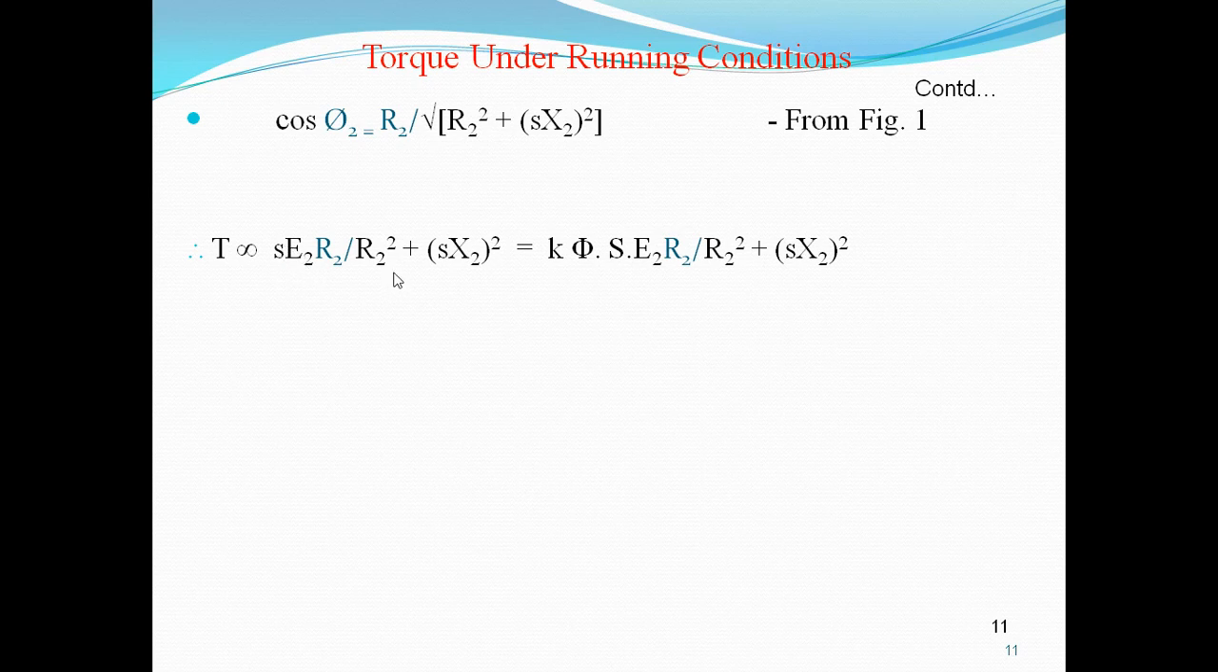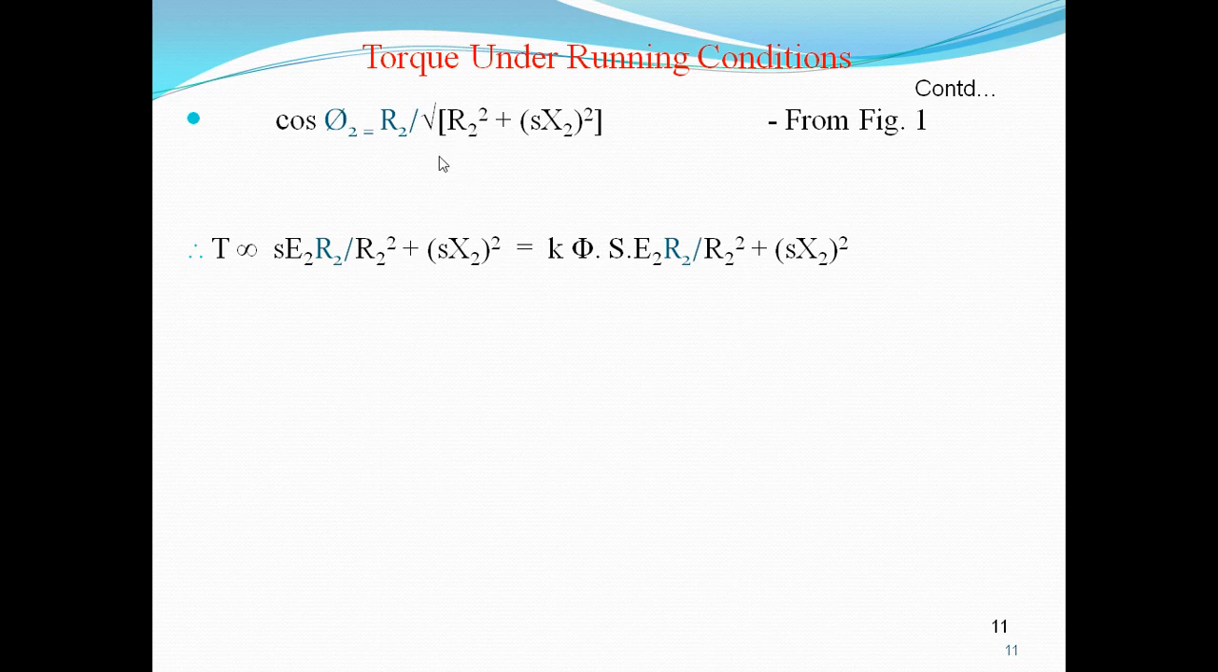This is E2 value, this is R2 value, and this is cos phi value. Then torque T is proportional to E2 R2 by square root of... here the square root 2 times will come. Why? Because here the rotor current I2 is E2 by square root of R2 square plus (SX2) square.